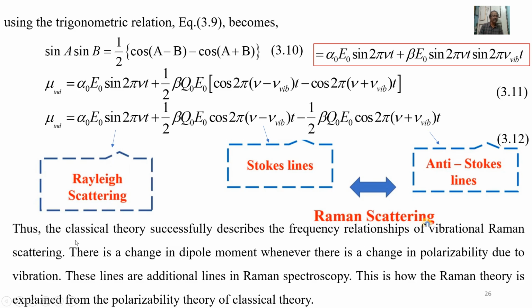Thus the classical theory successfully describes the frequency relationships of vibrational Raman scattering. There is a change in dipole moment whenever there is a change in polarizability due to vibration. These lines are additional lines in Raman spectroscopy. This is how the Raman theory is explained from the polarizability theory of classical theory.